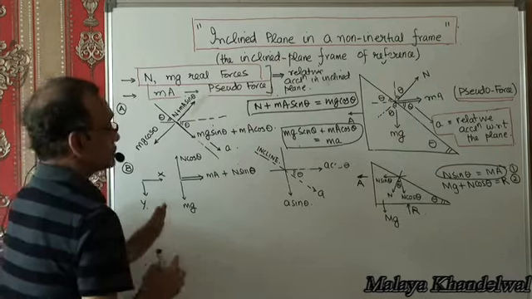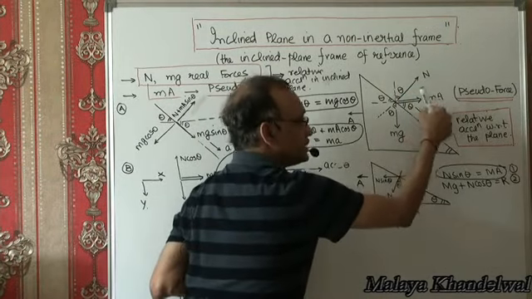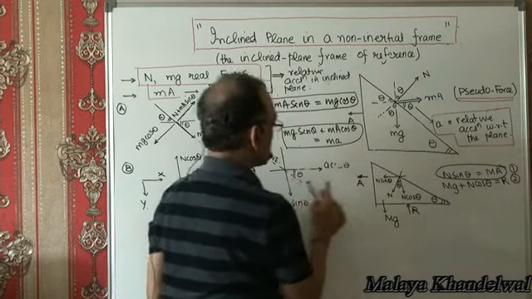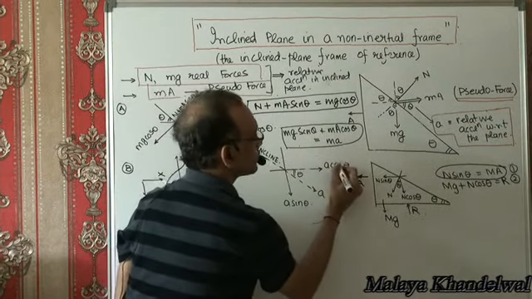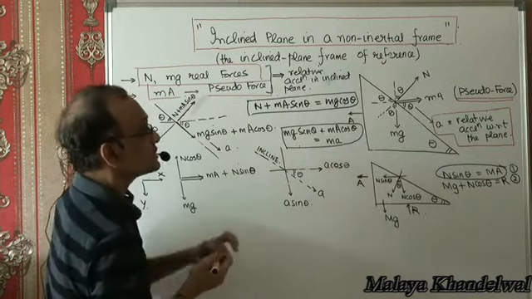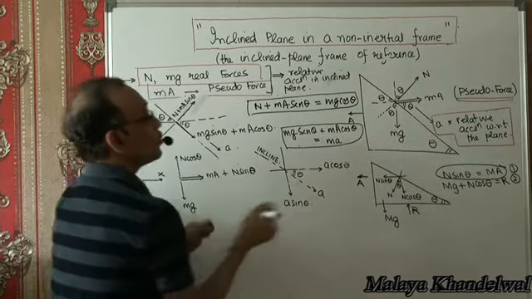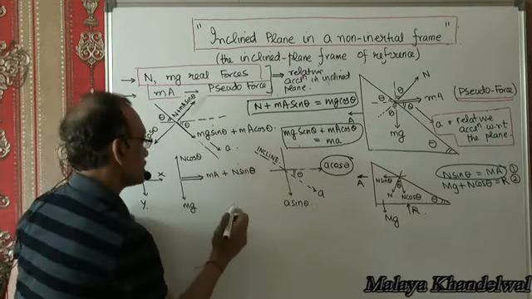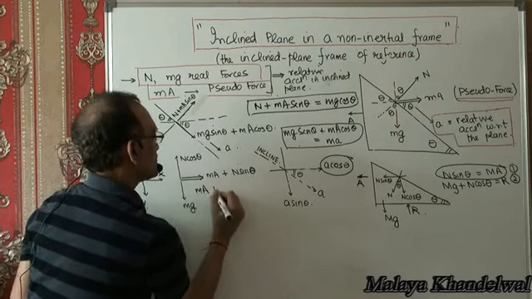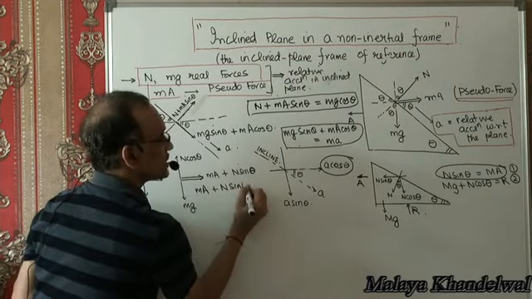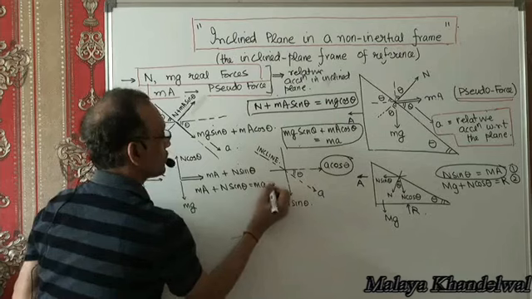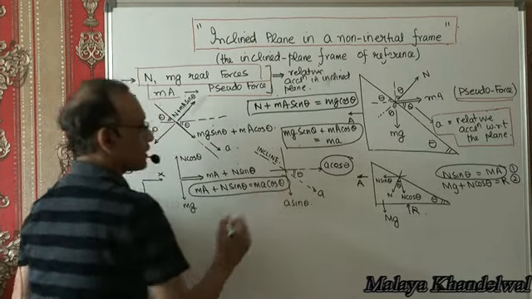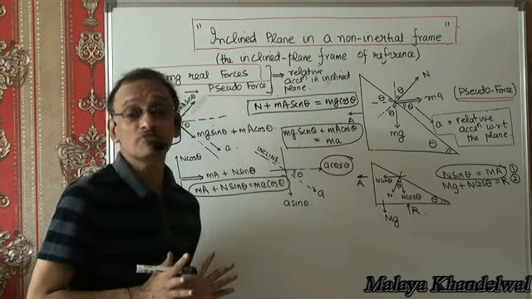Look, the acceleration in the inclined plane frame of reference is small a, which has a horizontal component, as you can see, a cos theta, and a vertical component a sin theta. Who's instrumental in producing a cos theta? ma plus n sin theta, right? ma plus n sin theta results in ma cos theta, right? The real plus pseudo forces give me what?